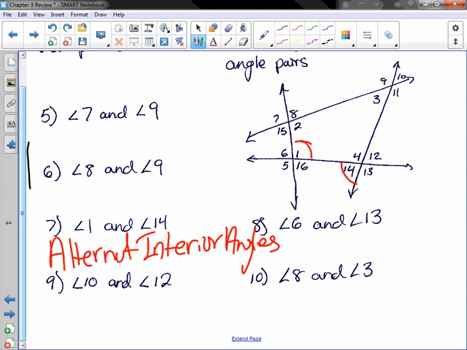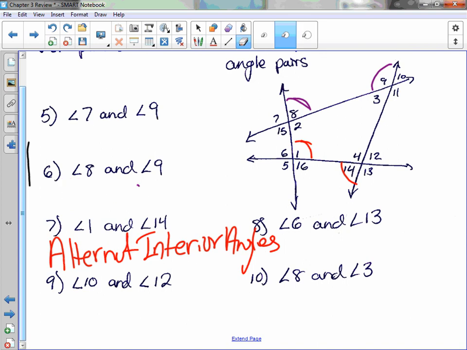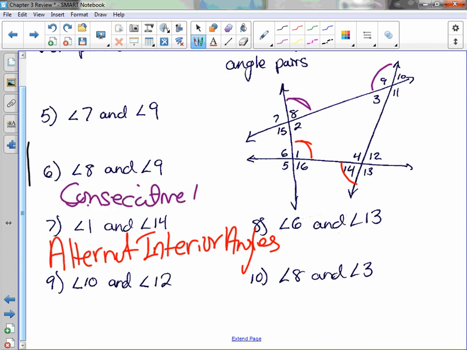Now we can do 8 and 9. They're both on the same side of the line, and in between. So this here would be, make sure I can spell, consecutive interior angles. Because they're on the same side of the transversal and between the lines, they're consecutive interior angles. 7 and 9, so number 5 would be corresponding angles.